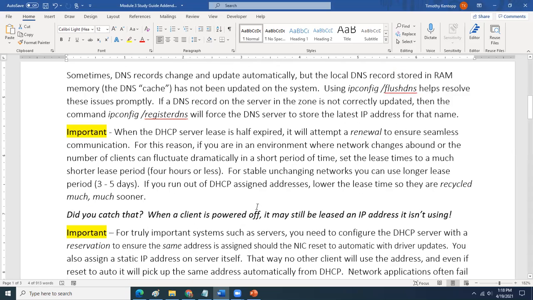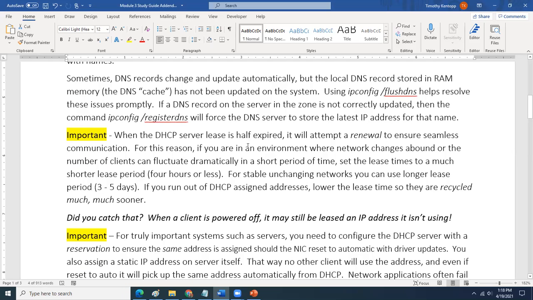We also talked about how DHCP registers an IP address for a device or system for a specific period of time. It's called a lease period. It leases that for a certain duration. Normally if you're in a busy environment, you should have a shorter DHCP lease period so that the addresses are recycled much sooner. But if you're in a stable, unchanging network, you can work DHCP leases of 3 to 5 days. A lot of times the default is set much higher than that. That's not a good practice.